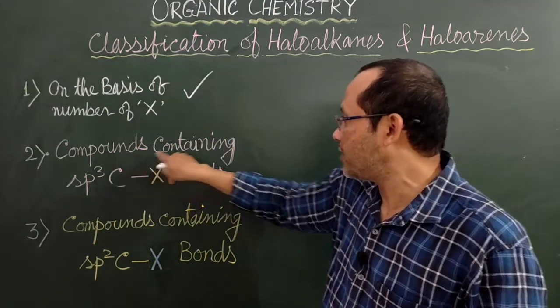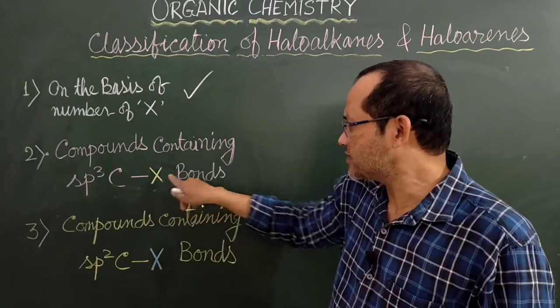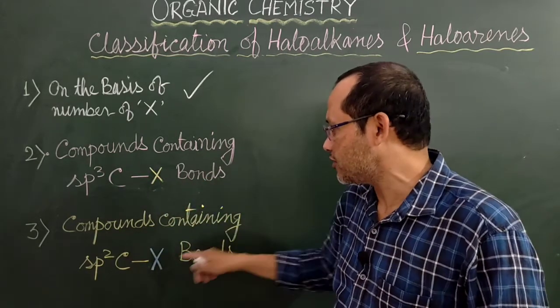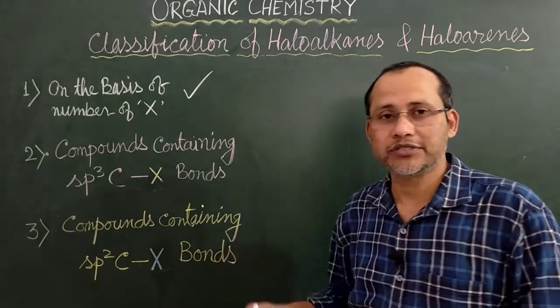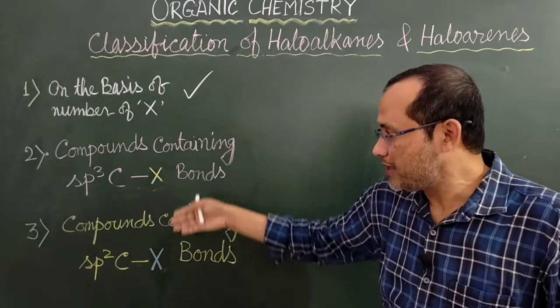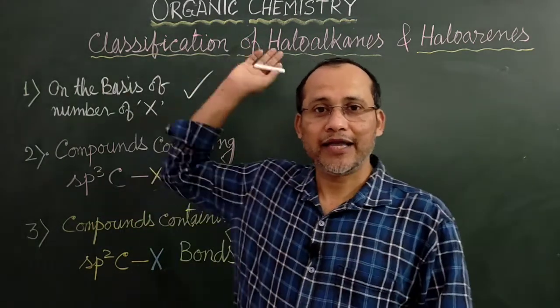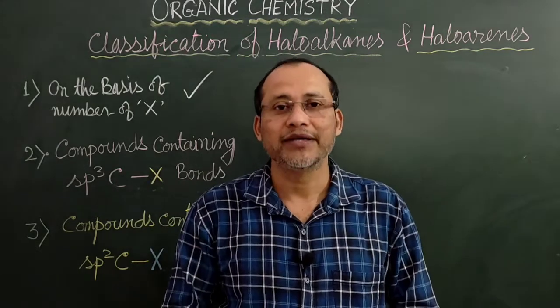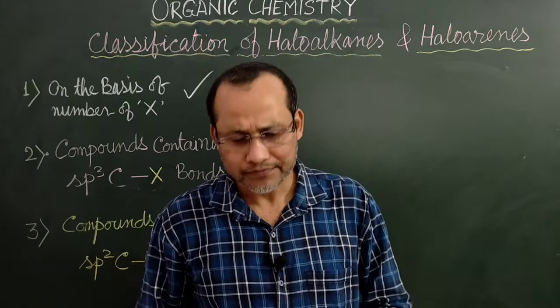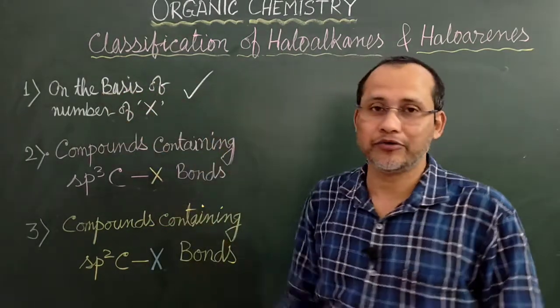The second one will be compounds containing sp3 carbon to X bonds and compounds containing sp2 carbon to halogen bonds. These will be our criteria for today to classify haloalkanes and haloarenes. Now without any delay, let's get started. First of all, on the basis of number of halogen atoms.